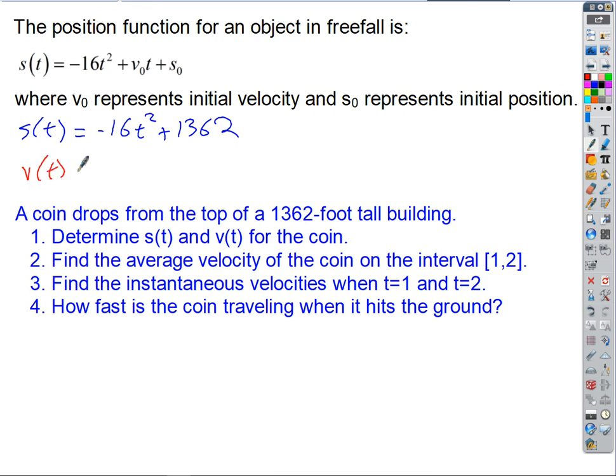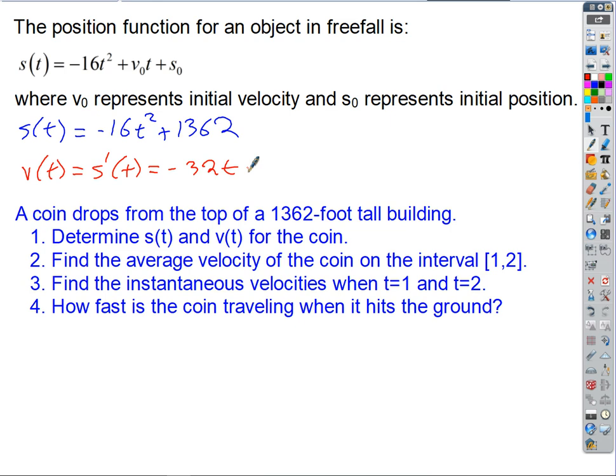Well, remember, velocity is just the derivative of position with respect to time. So what's that going to give me, Kyla? Negative 32t, good. That's it, right? The other one's going to go to 0, okay? So there we go, determine S of t and V of t for the coin.